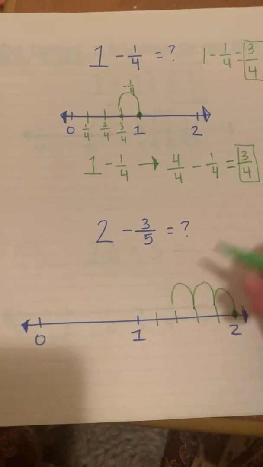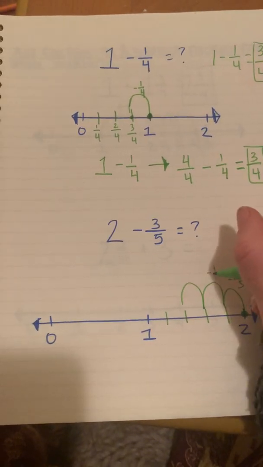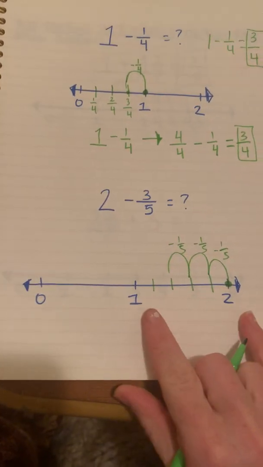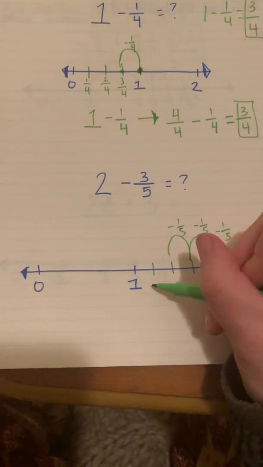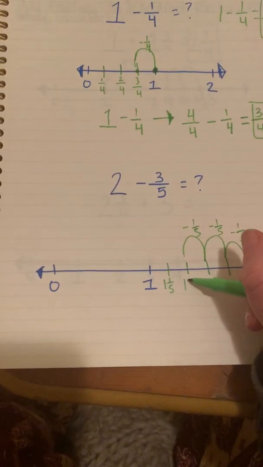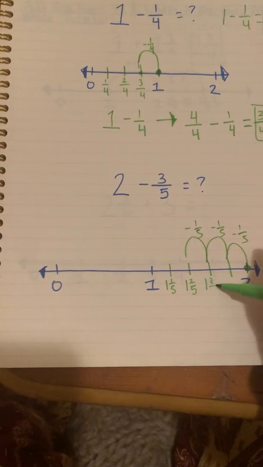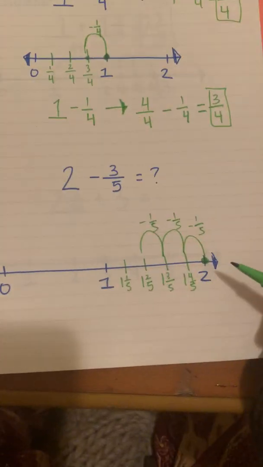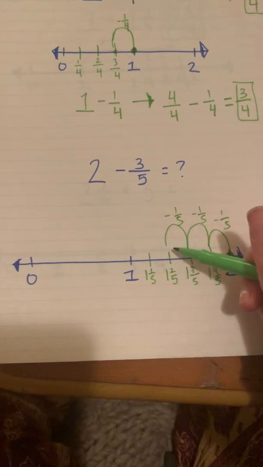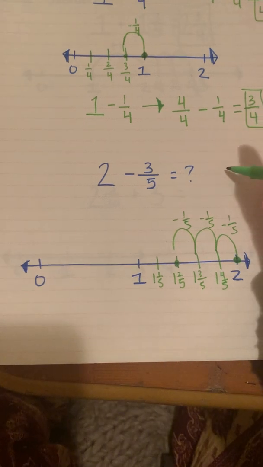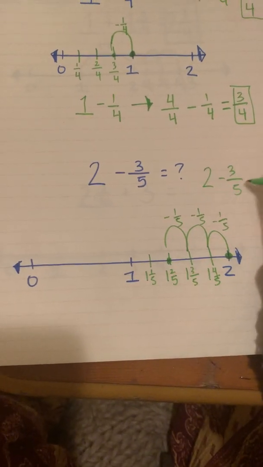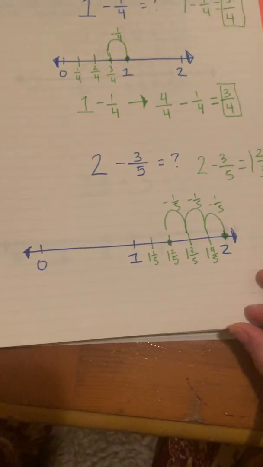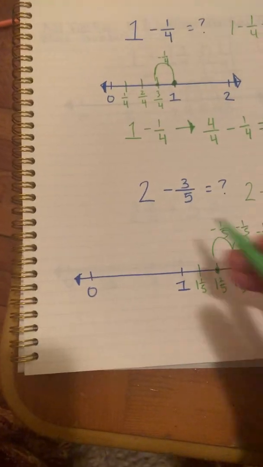Minus a fifth, minus a fifth, minus a fifth. And I still need to label these tick marks. So it's between 1 and 2. So that means this is 1 and 1/5, 1 and 2/5, 1 and 3/5, 1 and 4/5. And I can see that I landed on 1 and 2/5. Okay, but now I also want to try the strategy of equivalency.